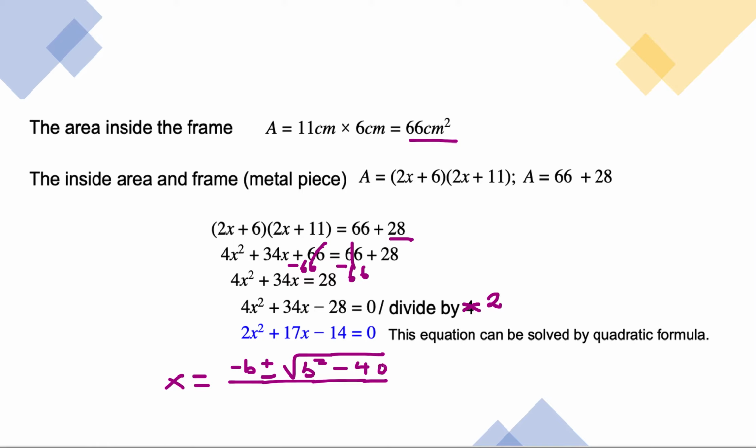So we can plug into the formula the values we have: a is equal to 2, and b is equal to 17, and c is equal to minus 14. So already we have all the values. We plug in here and we can solve it. But for those who are interested, you can verify the result.